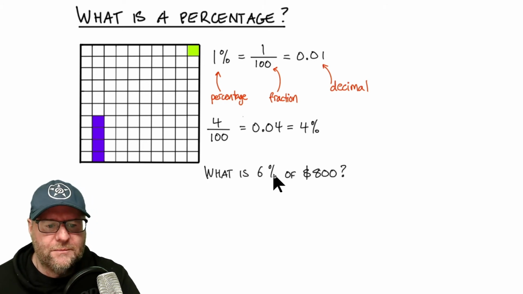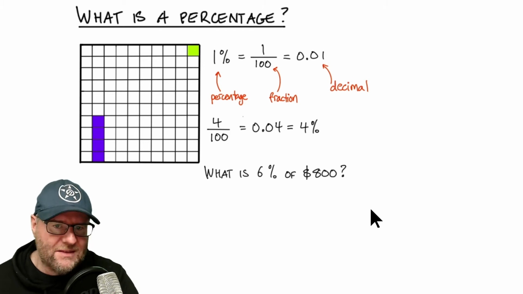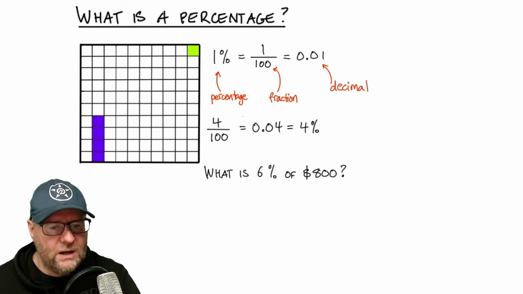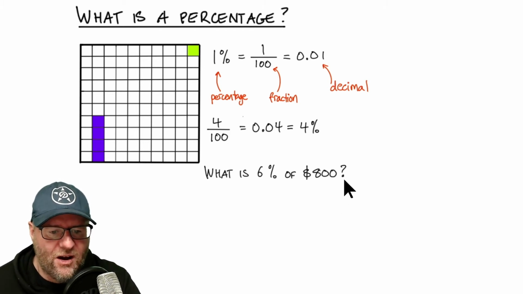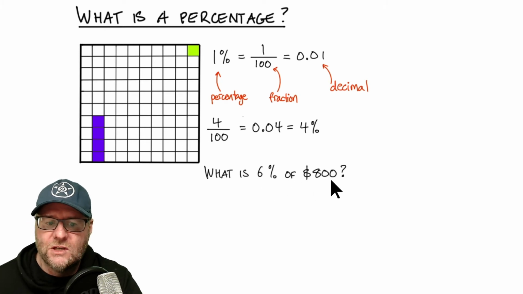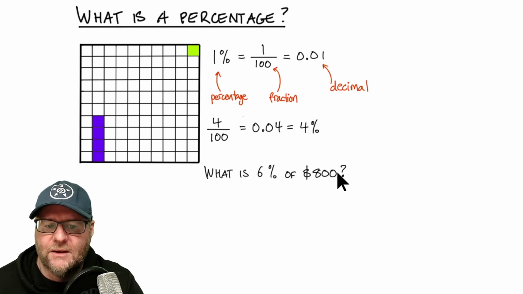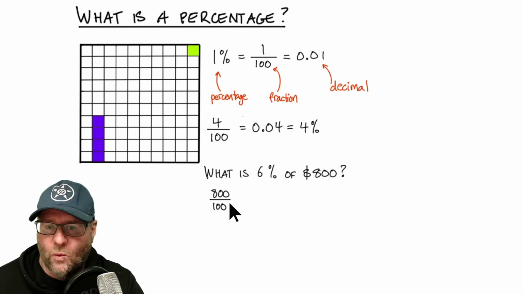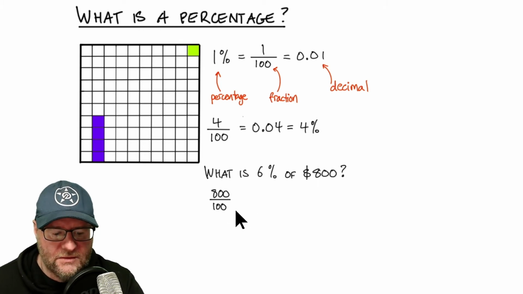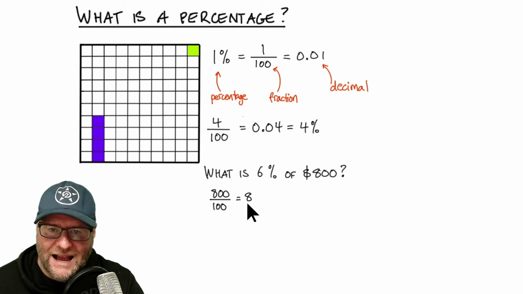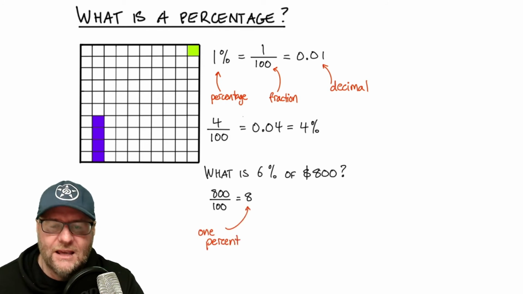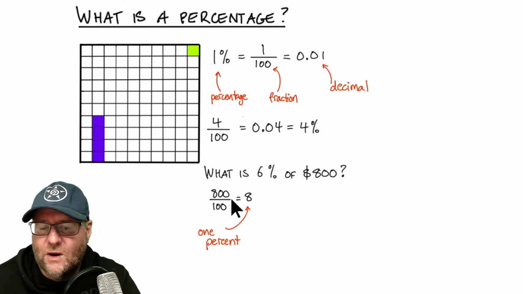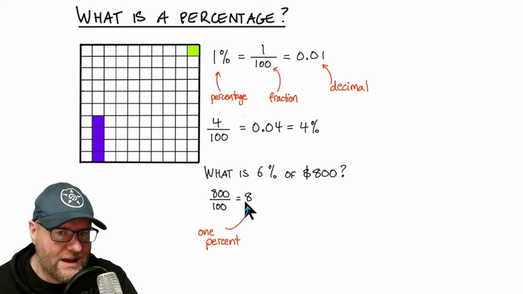All right, let's now just do a little bit of maths and see if we can work out, well, what is 6% of 800? Okay, first of all, this is my original amount. I'm going to divide it by 100, because when I do that, I'll get 1%. 800 divided by 100 equals 8. So that is 1% of $800. I've taken it and I've just divided it into 100 pieces. Every piece will be $8.